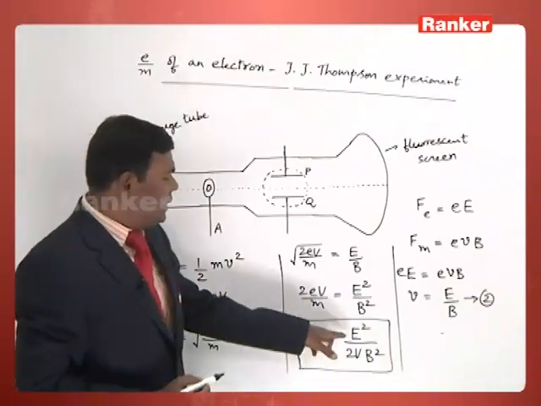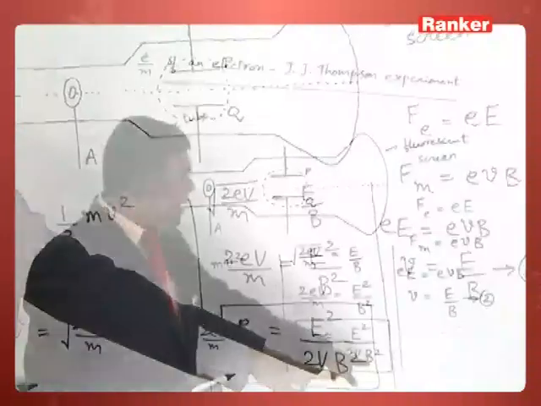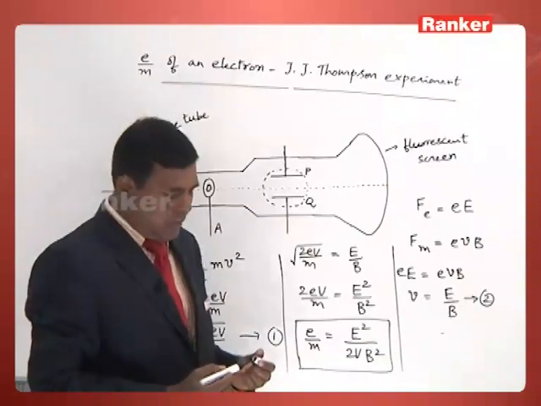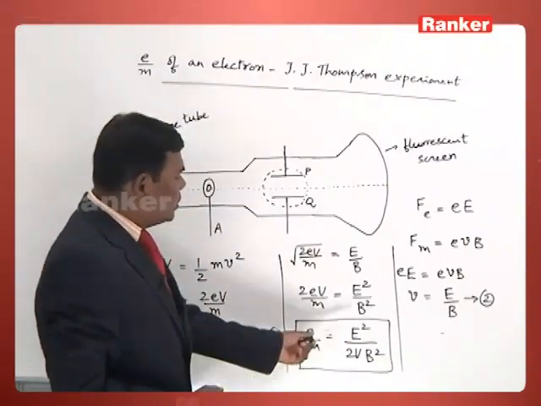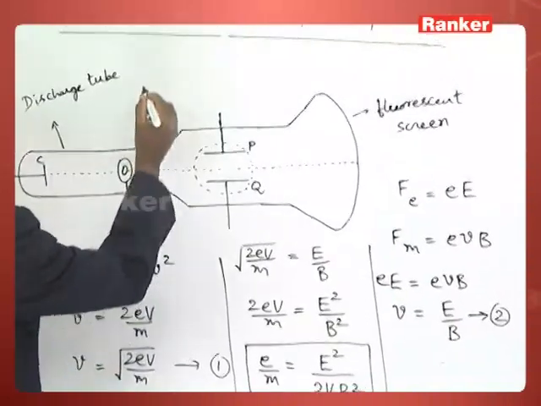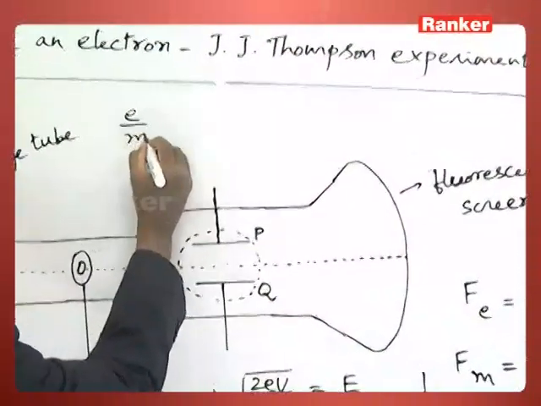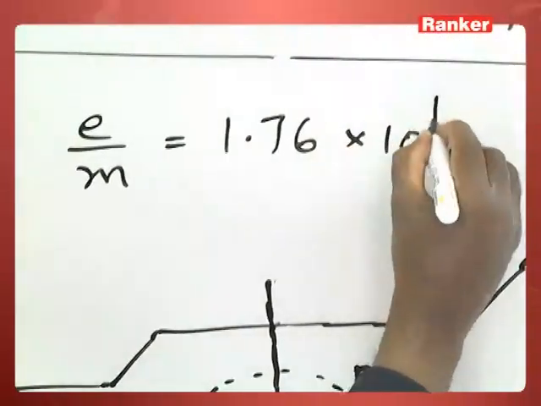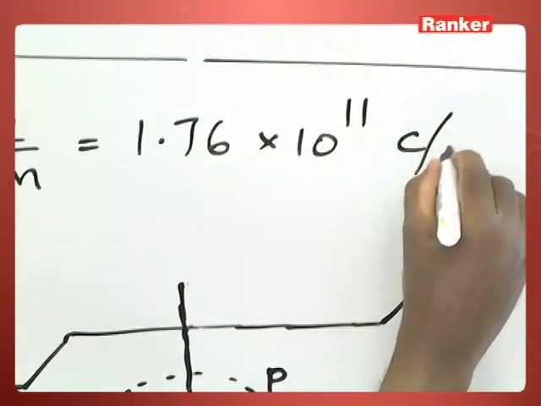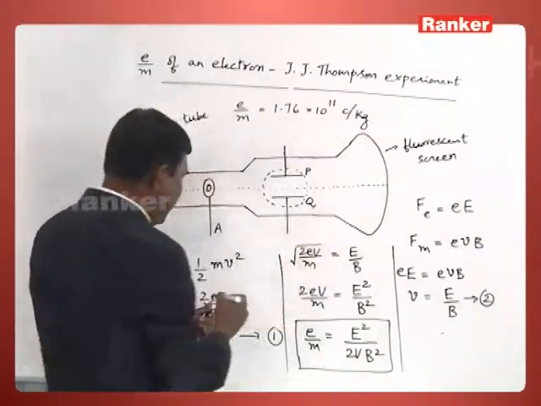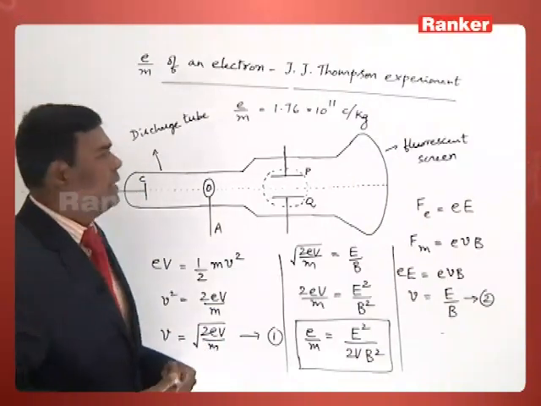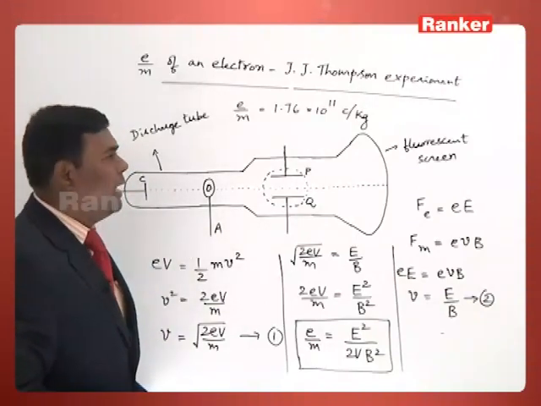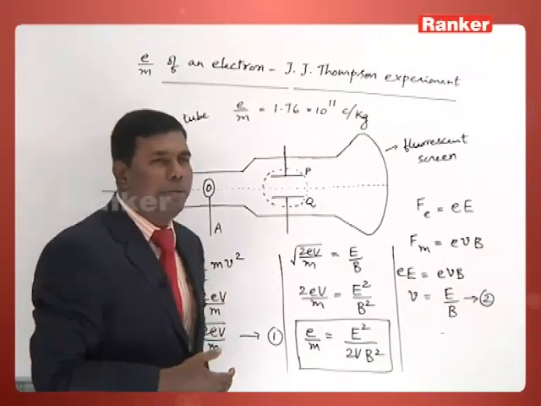If you look at that equation, E is the electric field strength, B is the magnetic induction, and V stands for the electric potential that is applied to the cathode rays. Next, substituting all these values, it was found that the e by m value comes out to be 1.76 multiplied by 10 power 11 coulomb per kg. This is the value of e by m of an electron, which can be determined using J.J. Thomson's experiment.